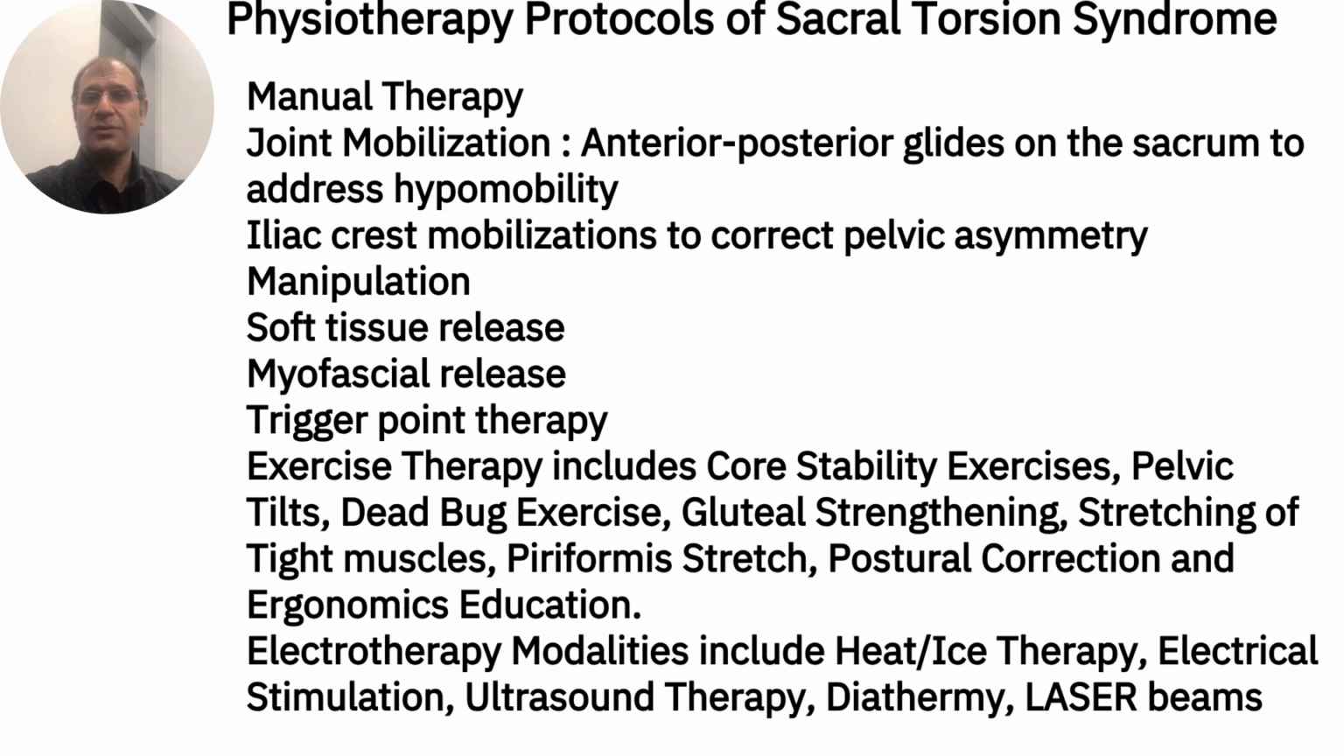Sacral torsion syndrome is a specific form of sacroiliac joint dysfunction characterized by abnormal rotational movement of the sacrum relative to the ilium. Physiotherapy plays a vital role in addressing both the symptoms and underlying causes of sacral torsion syndrome. By combining manual therapy, exercise, education, and modalities, physiotherapists can help patients achieve pain relief, restore normal joint mechanics, and prevent recurrence.